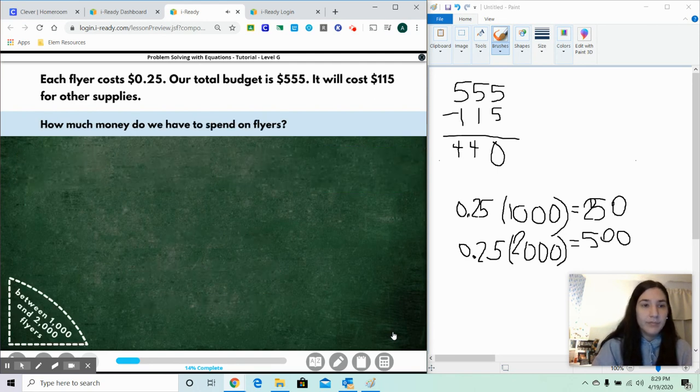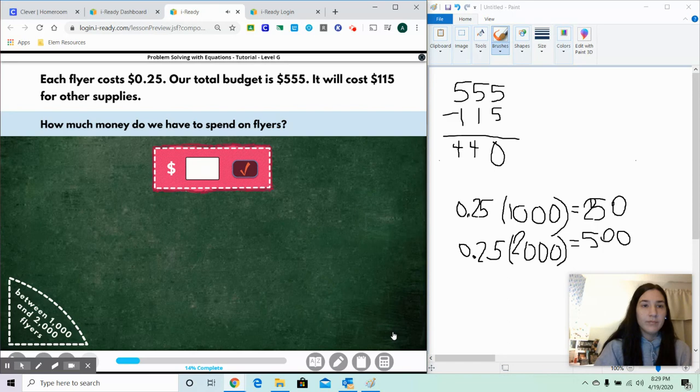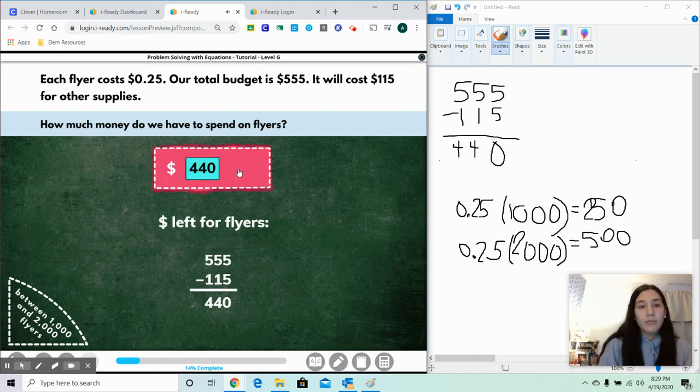So how many should we order in total? Let's break it down. How much money do we have to spend on flyers? So now we already figured out the exact math, which was exactly $440. You got it.